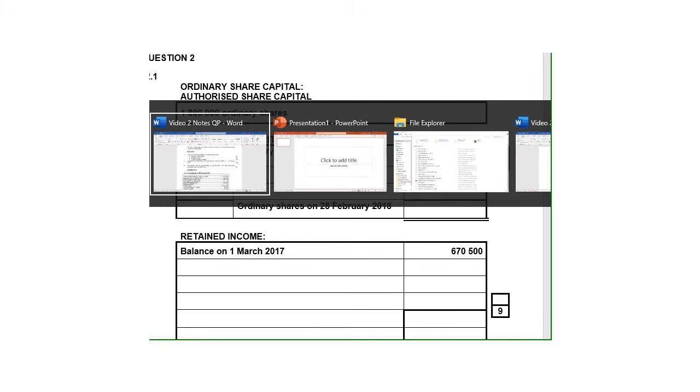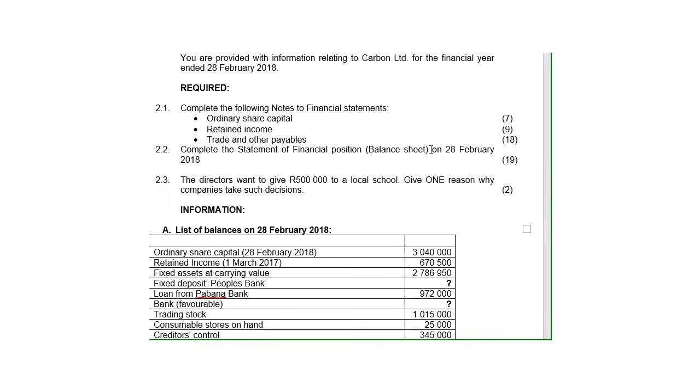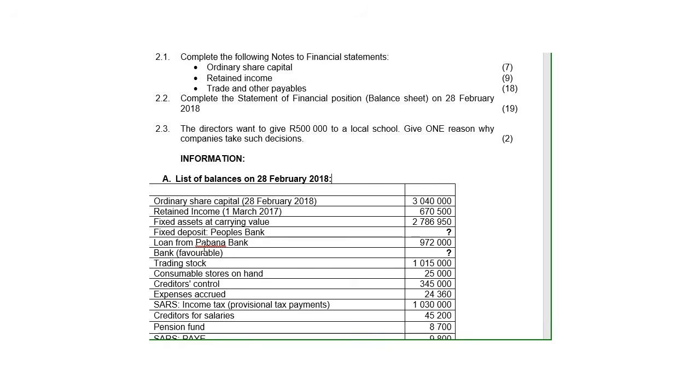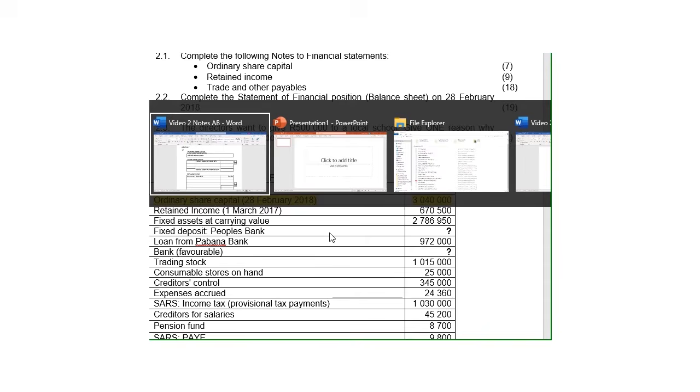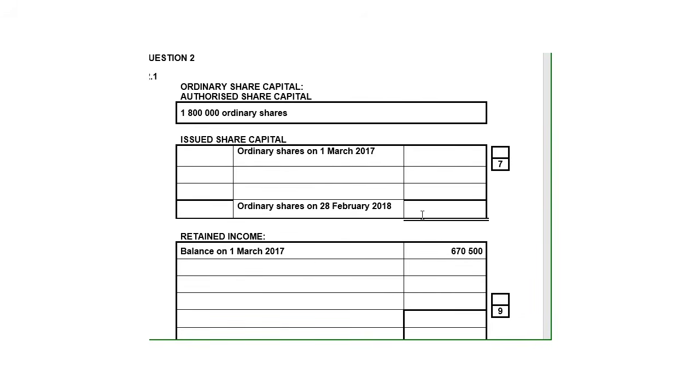So let's go back and see what information they give us. On the list of balances, the trial balance, you will have the balance of the shares. But important, that is at 28 February 2018. That is our year end. In other words, the balance at the end of the year was 3,040,000. So we can go and put it in: 3,040,000, my balance at the end of the year.